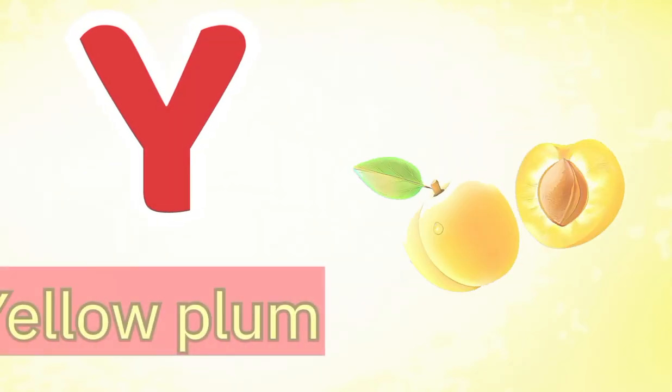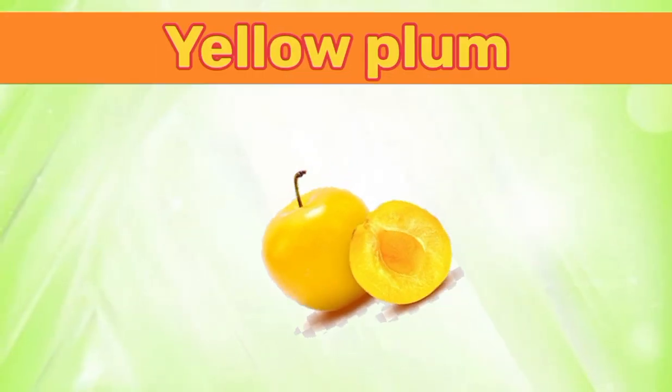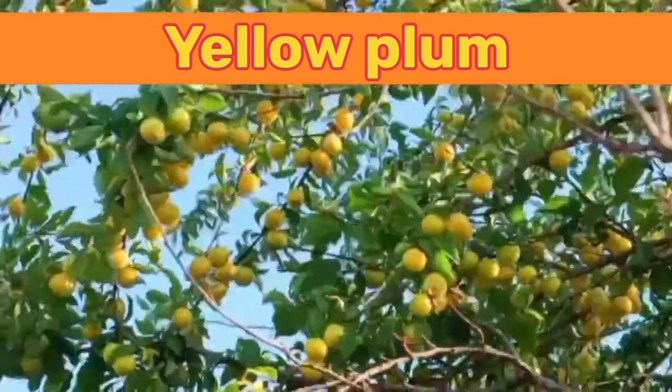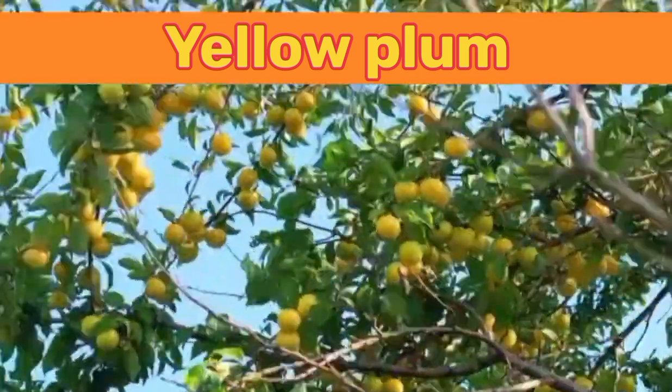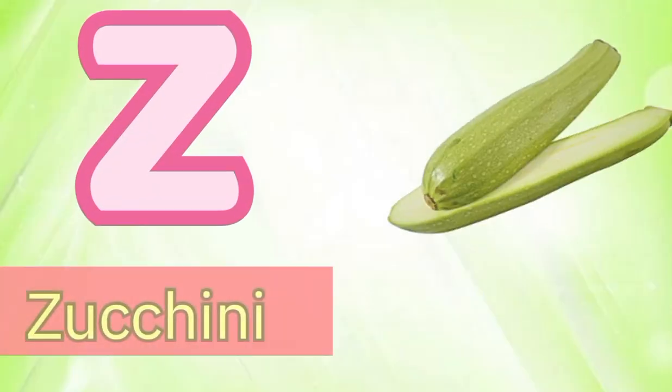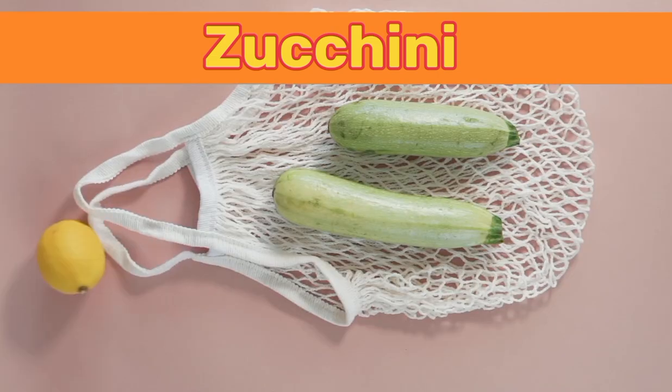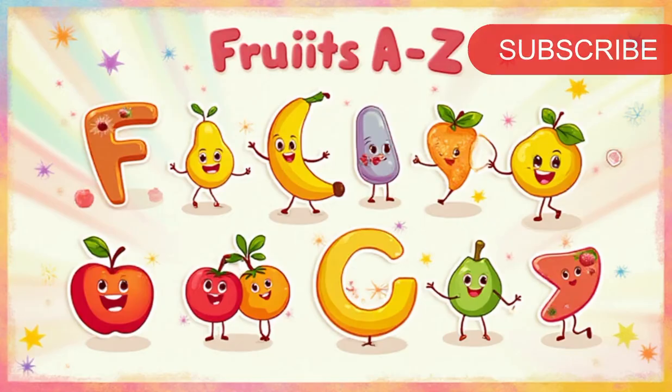Y for yellow plum. Look, small yellow fruit. Z for zucchini. Look, long green fruit. Well done, kids!